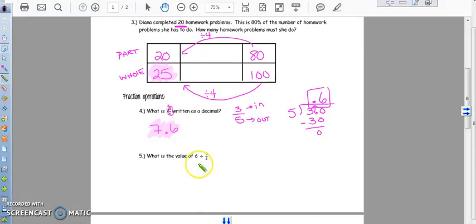Okay, what is the value of 6 divided by 2/3? So remember, I have to first put this 6 over 1, and I twinsy it. Change it to multiplication and multiply by the reciprocal. So I flip that over, it's 3 over 2. 6 times 3 is 18.